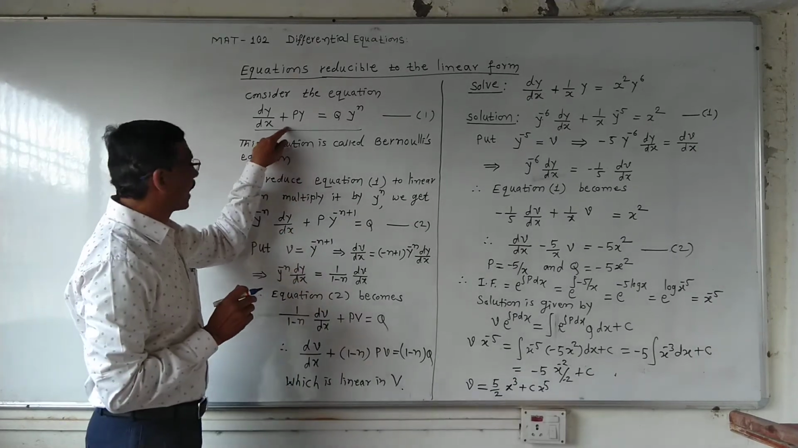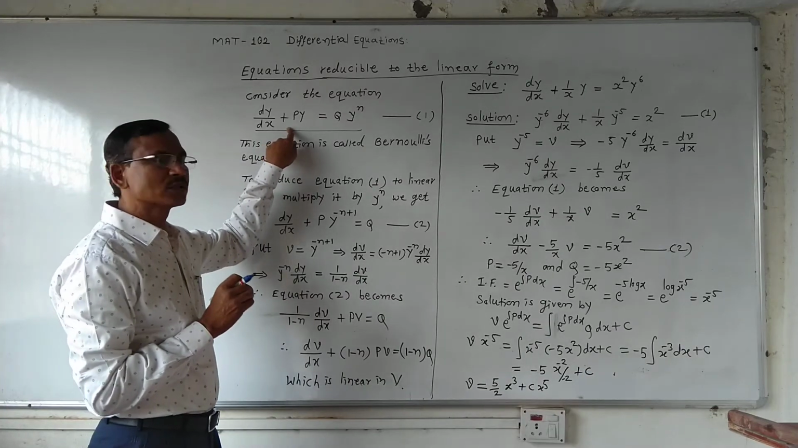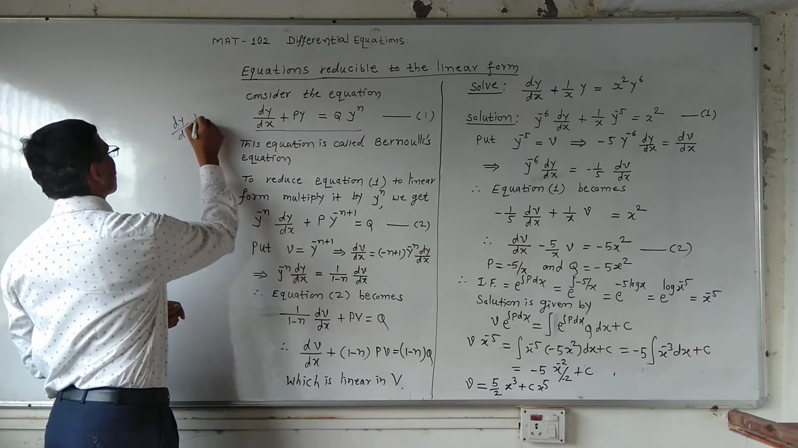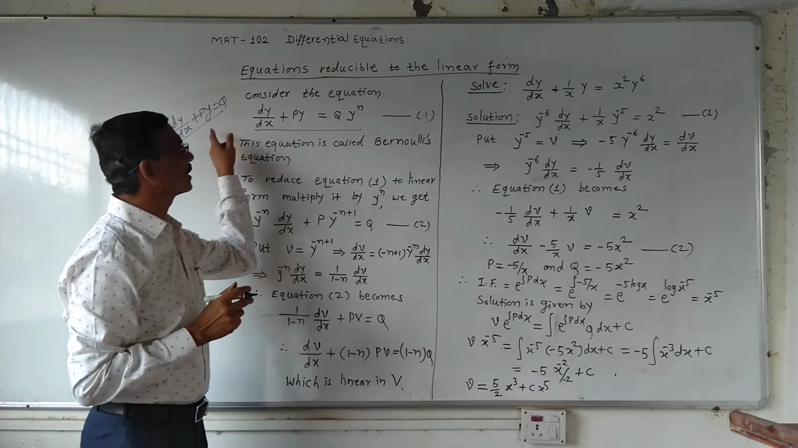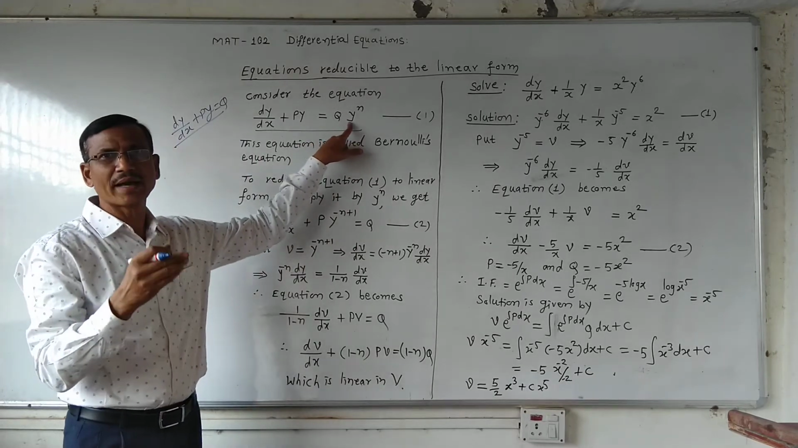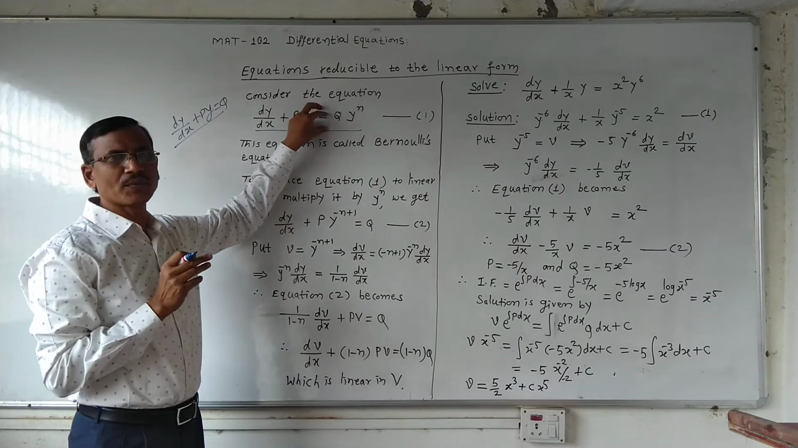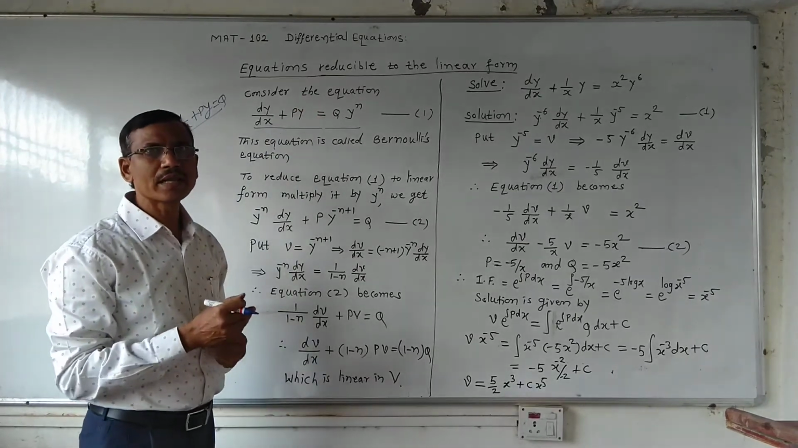Now you can observe that this is not a linear differential equation because it is not of the form dy by dx plus py is equal to q. Both are not in the same form. On the other side there is a y raised to n. This is not a linear differential equation, but by some procedure it can be reduced to the linear form.